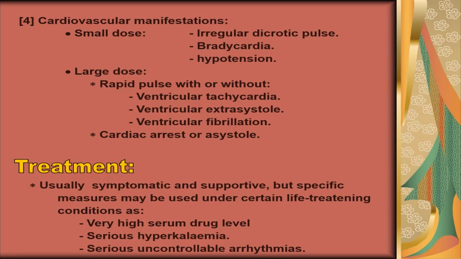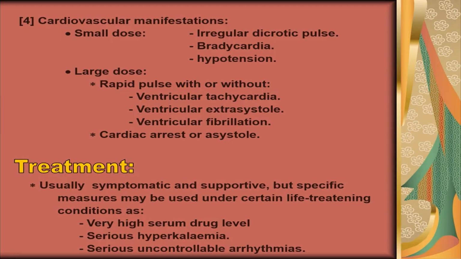It is to be mentioned that the commonest type of dysrhythmia seen in digitalis overdosage is first-degree AV block. With larger doses, there may be a rapid pulse with or without ventricular tachycardia, ventricular extrasystoles, or ventricular fibrillation. Cardiac arrest or asystole is the end result.